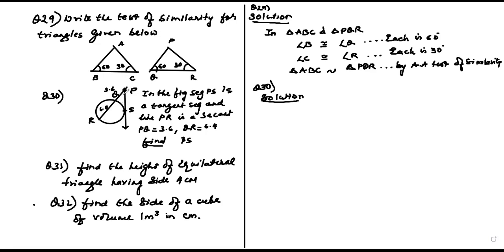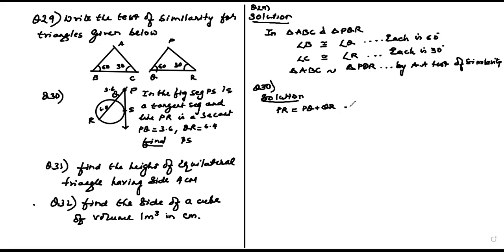From a point P outside the circle, if you see a tangent segment and a secant, PS is the tangent and PQ, PR is a secant. So PS square equals PQ into PR. You need PS. PQ is known, 3.6. PR is not given. So your first work will be to find PR. PR equals PQ plus QR.